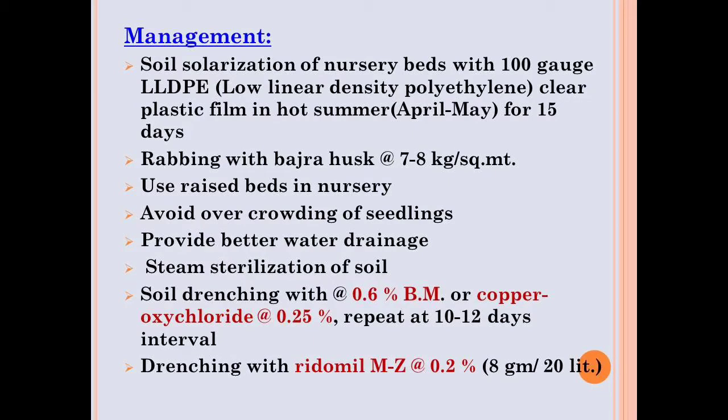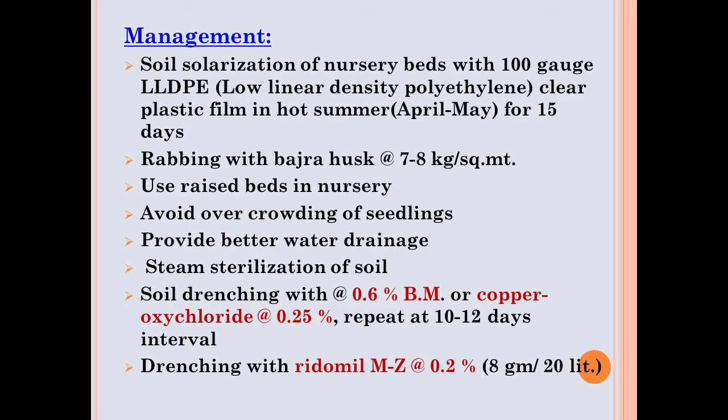Now for management of this damping off, we should apply integrated control practices, that is soil solarization of nursery beds with 100 gauge low linear density polythene paper, and nursery beds should be raised. That means raised beds should be used for preparation of seedlings, and avoid overcrowding of seedlings. That means proper spacing should be maintained while transplanting also, and while preparing seedlings also.